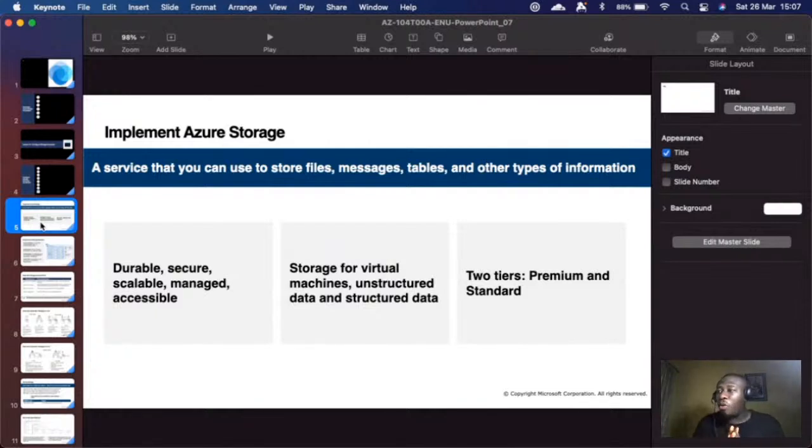Just like it says here, it is a service that you can use to store files, messages, tables, and other types of information. Azure Storage itself is a service that has different layers that you can use for storing various things. You can see it captions it into three: durable, secure, and storage for virtual machines containing unstructured data and structured data. And then you have two tiers: the premium and the standard.